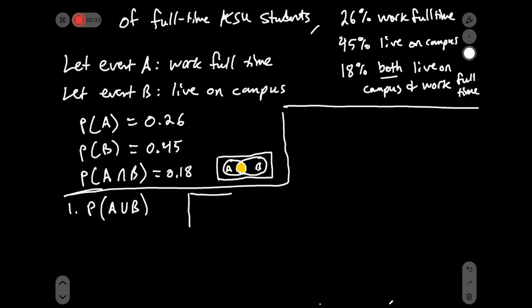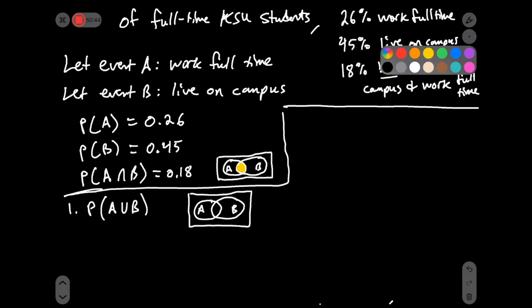Using another Venn diagram, we've got A and B. We're essentially describing everybody in A and everybody in B. So you're looking for everything in here, because they can either work full-time, live on campus, or they could be both. They could be in that intersection.